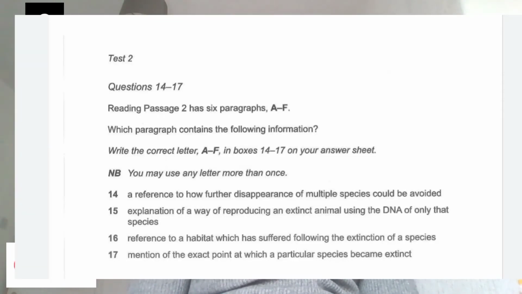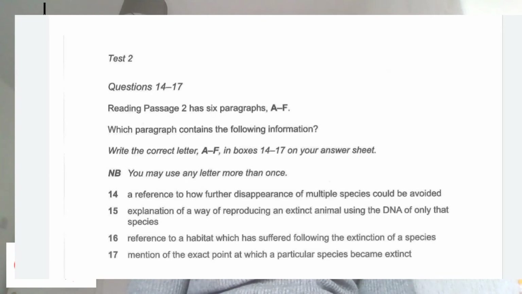Now, a reference to how further disappearance of multiple species could be avoided. Did they discuss something like that? I don't think they discussed how disappearance of multiple species could be avoided. They are only talking about a species that disappeared and other species are suffering. So, 15, explanation of a way of reproducing an extinct animal using the DNA of only that species. They didn't talk about anything like that there.